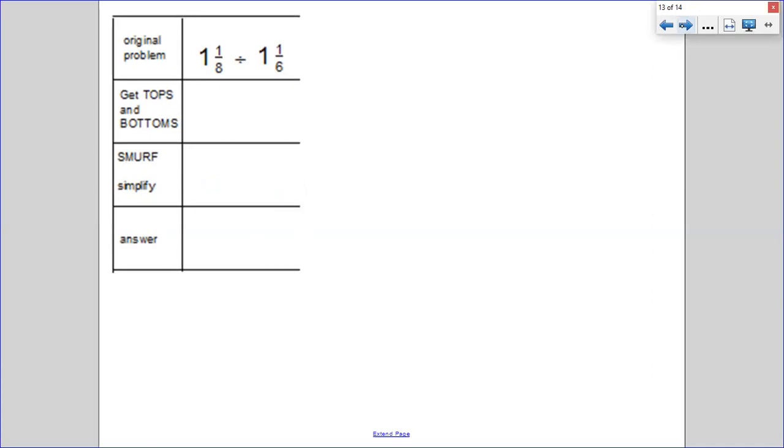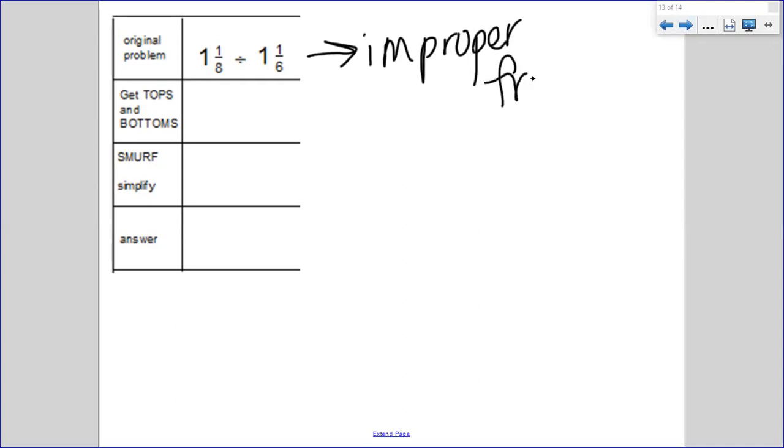Here's the issue with that. You have to turn these into what we call improper fractions first, okay? So improper fractions is what we need to turn them into. As one of the teachers likes to say, you get them in their tops and bottoms so you can start dealing with them. The way I teach students how to take a mixed number, and it's called a mixed number because there's a whole number and there's a fraction together.